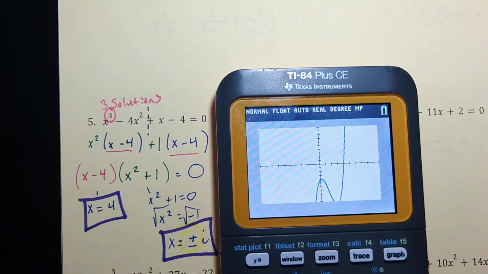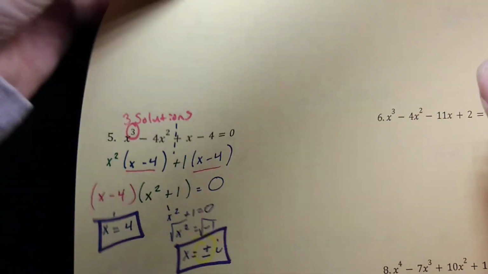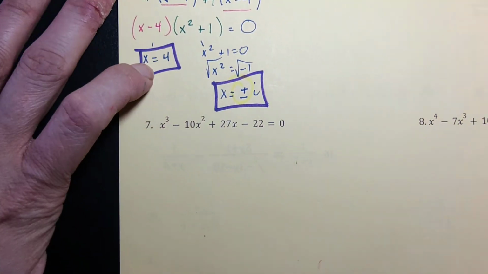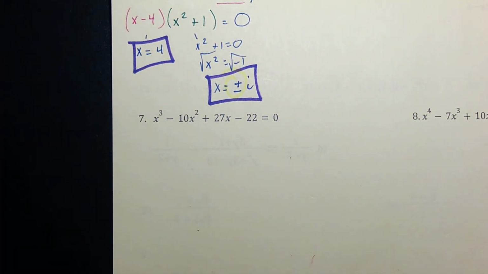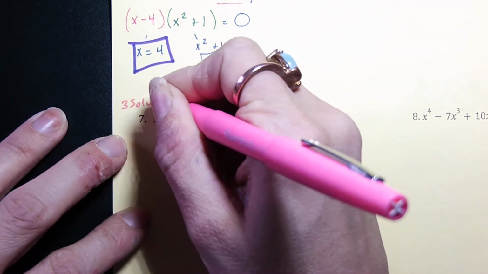So folks, which one did I want to do? You know what? We'll do 7 together, and then I think I'll turn you loose on 8. So on number 7, first, what's our degree of that binomial? 3. So we should have 3 solutions, 3 roots.